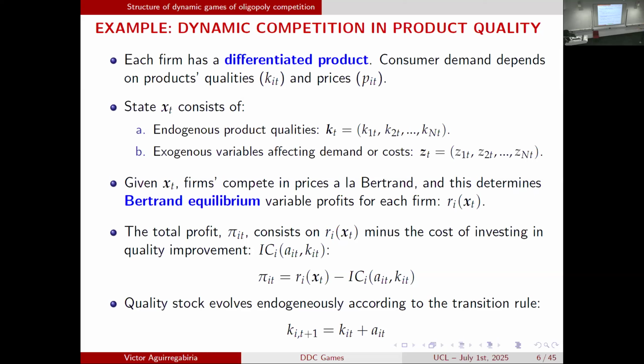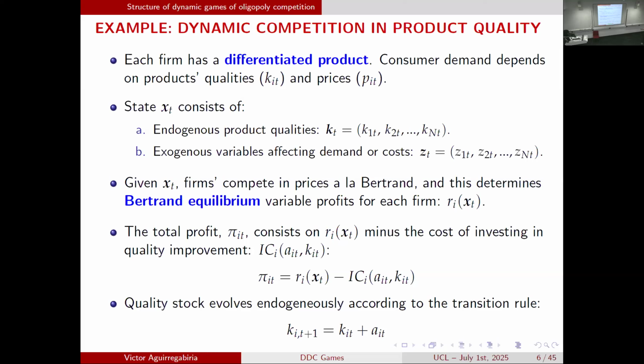Okay? Then we have this investment cost, we have this variable profit, and the difference between the two gives us the profit of the firm at period T. And we can think that quality evolves according to some transition rule. The simplest transition rule will be this deterministic transition rule. Basically, in this case, A is an investment decision. K is the quality at the beginning of the period. A is the investment in additional quality that can be positive or negative.